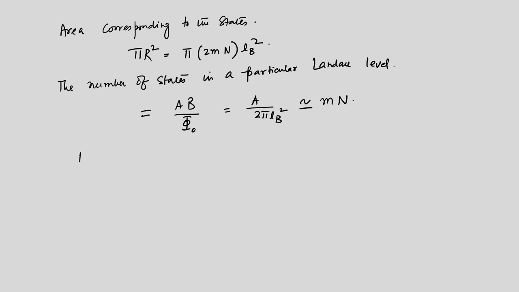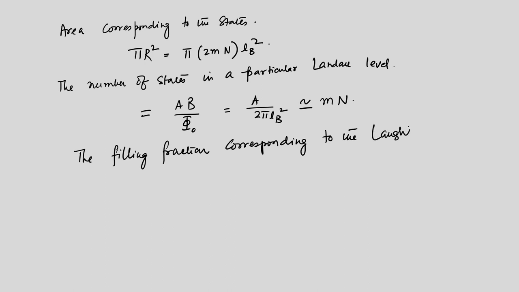Okay. So, just this simple argument gives that these Laughlin states that we have just talked about have the filling fraction nu equal to 1 over m. So, this is basically the number of states in a particular Landau level, mn, and then the filling fraction would be just n divided by mn, which is 1 over m, and this is exactly what we wanted.